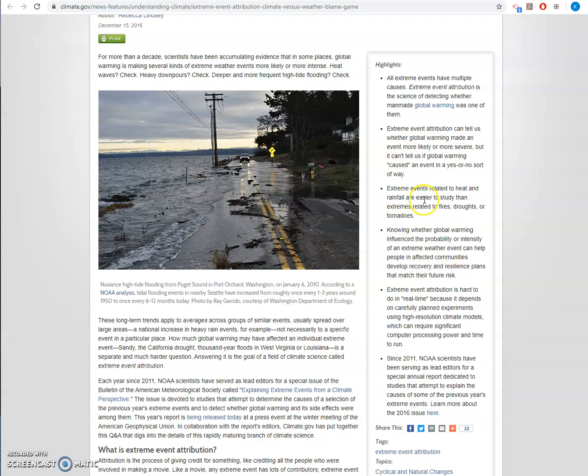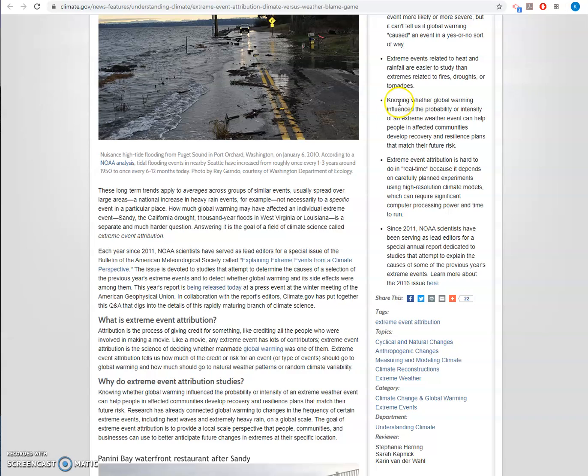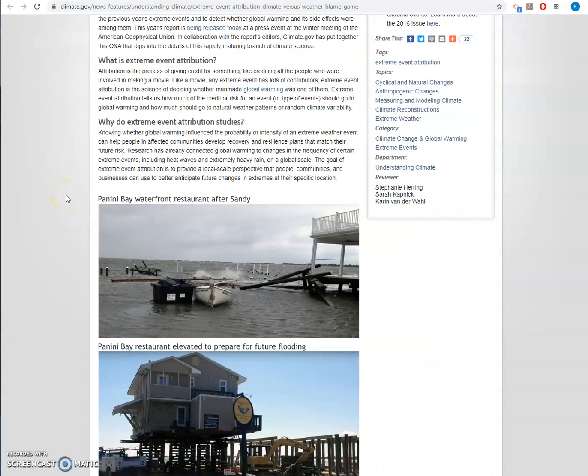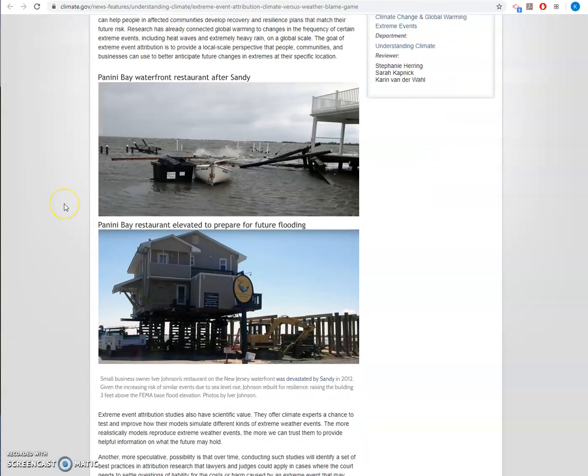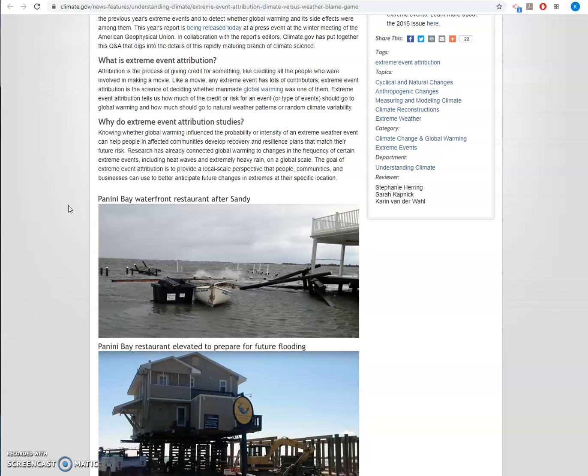So extreme events related to sun and rainfall are easier to study than things related to fires, droughts, and tornadoes, because any John can go out and start a fire. And sometimes it just gets dry places, and tornadoes are kind of hard to predict as well. But rainfall is a lot easier, and so are things related to the sun, because we can measure that. So this article is pretty much saying, we can't say for sure that all these events are caused by that, but sometimes we can say that it's probably all related, right?